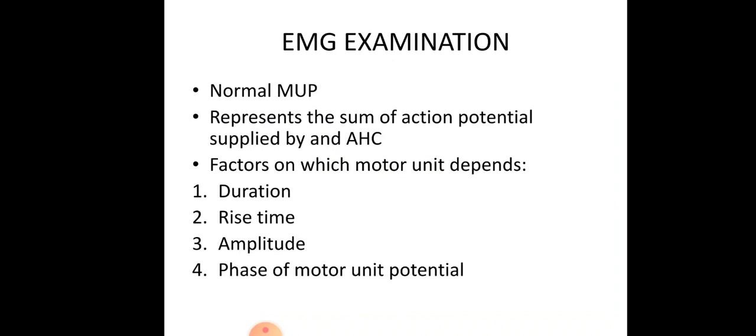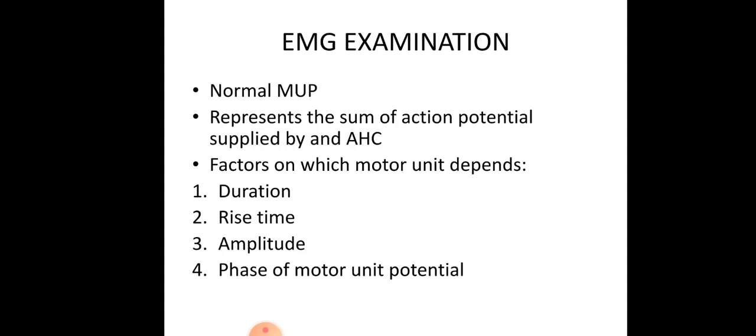Coming to EMG examination. In today's lecture, we'll be dealing only with normal motor unit potentials. Let's look into what normal motor unit potentials are. The first point is that a normal motor unit potential represents the sum of action potentials supplied by the anterior horn cells. Motor unit potential is also characterized by its duration, number of phases, amplitude, turns, and rate of rise of the fast component. We'll look into these in detail.